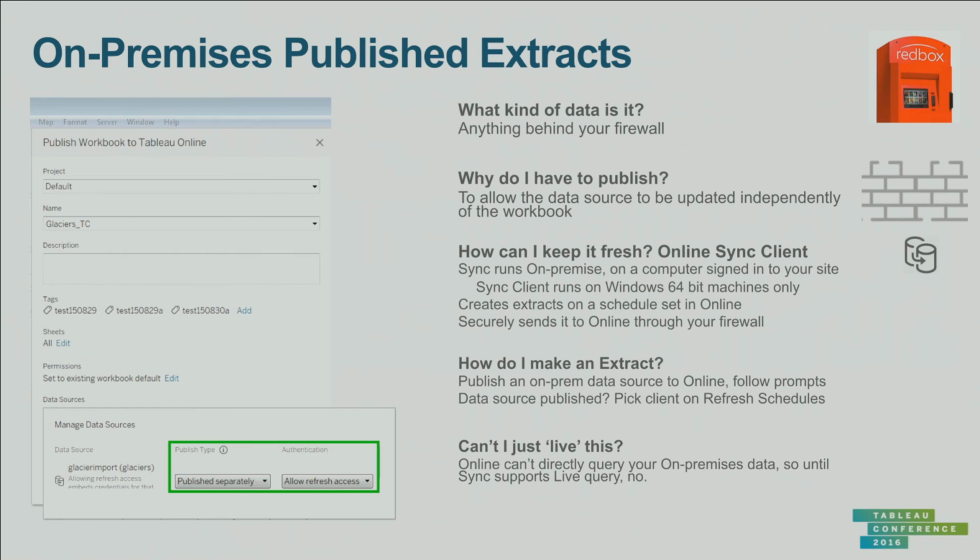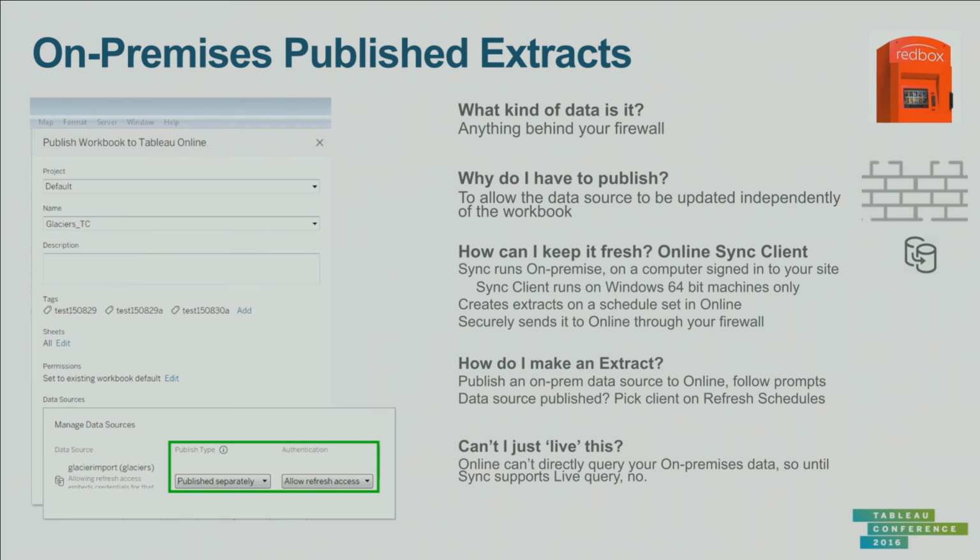I mentioned when we were talking about cloud data that you have to whitelist online's IP. You do not have to do that. You don't need to talk to anybody about opening up your corporate firewall. And then how do I make an extract? And how do I get that up to online? We'll show you that here in just a second.